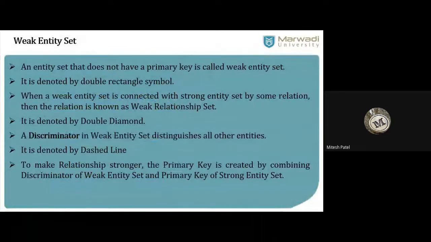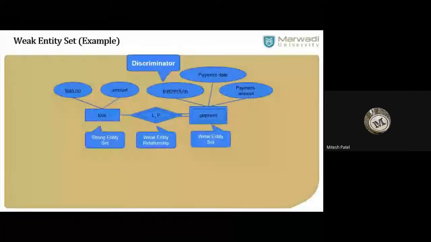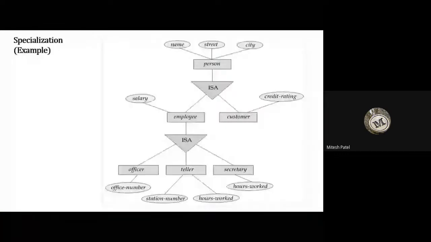And next we have seen weak entity set and discriminator. A weak entity set means it does not have a primary key. That is a weak entity. And a discriminator in a weak entity set distinguishes all the other entities. It can be similar to a unique key, but it is not a primary key. That's why it's a discriminator. It is not a strong entity, right?